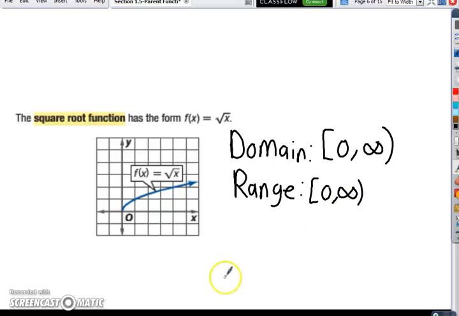Because I could have 0, but there's no way I can get a negative y value because there's no way this square root here can produce a negative number. And it's increasing all the way along here from 0 to infinity. Now, it might not be increasing that quickly, but it's still increasing, so it still counts.